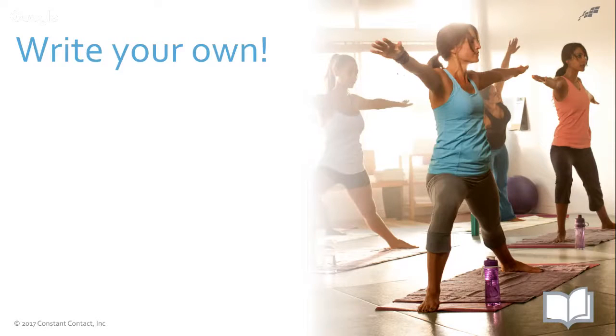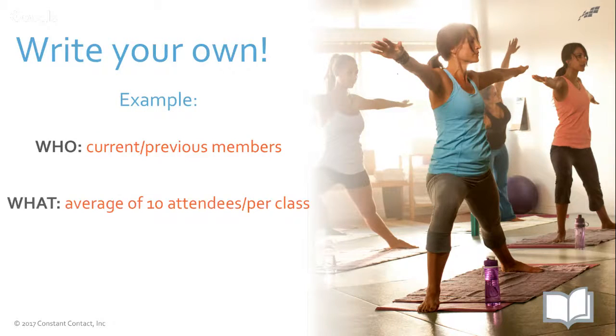So take a second now and write your own. Here's an example. So for Half Moon Yoga, they're looking for current and previous members. They want an average of 10 attendees per class, and they want that result over the next 3 months.